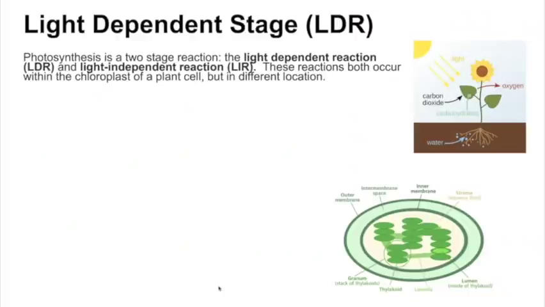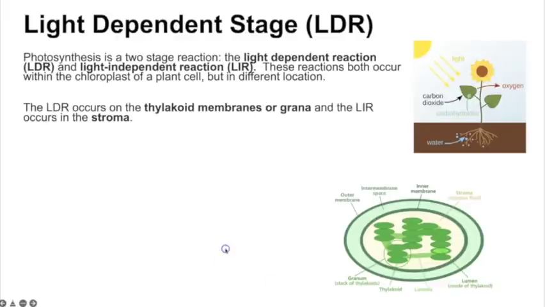Photosynthesis is a two-stage reaction. We have the light-dependent and the light-independent reactions. And the light-dependent reactions happen first, and as the name suggests, it requires light. This happens on the thylakoid membrane, or you could call that the granum.